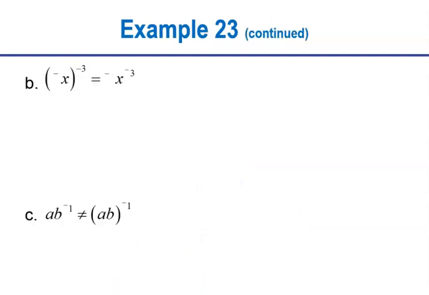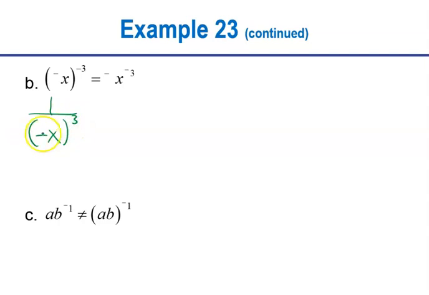So example B, we're trying to show that negative x to the negative third power is the same as negative x to the negative third. This looks just like the last one, but we changed it from 2's to 3's as exponents. Okay, so if I work with this side, the left-hand side, that gives me 1 over negative x to the third power.